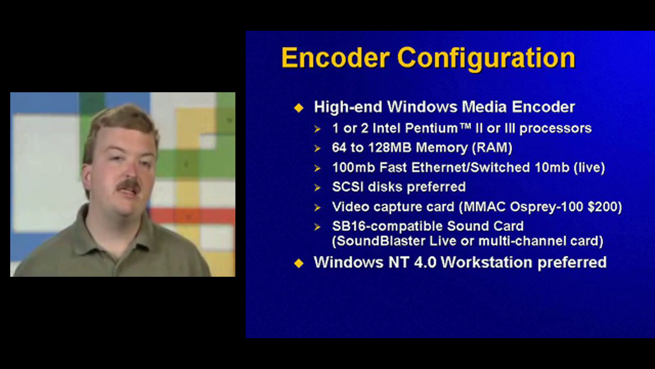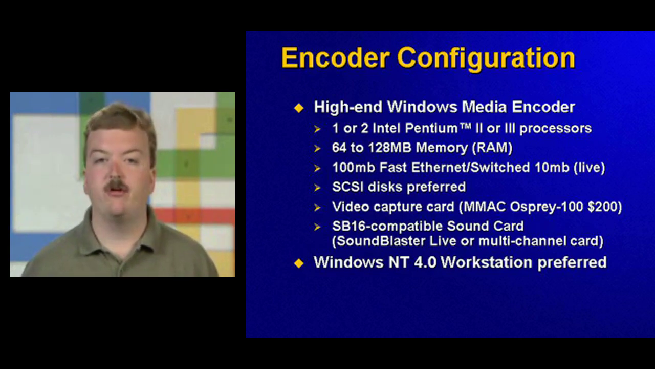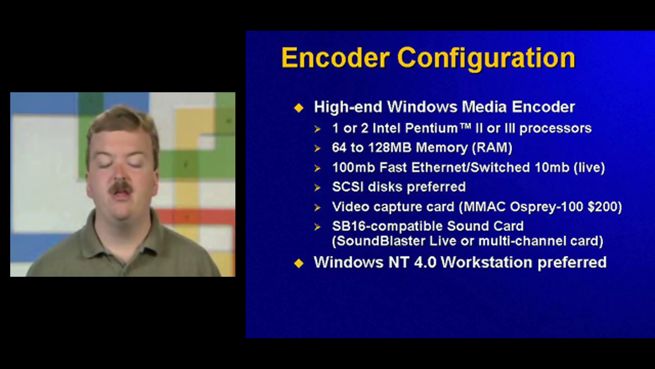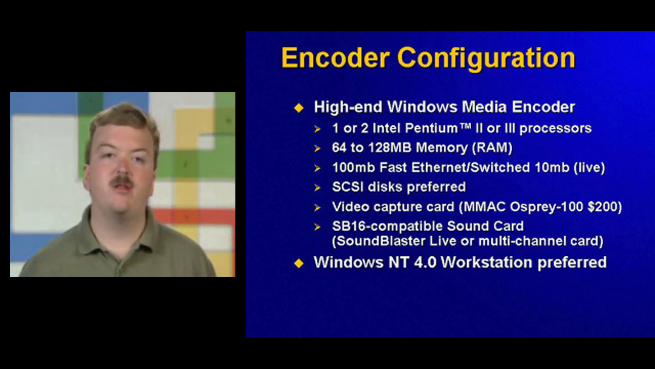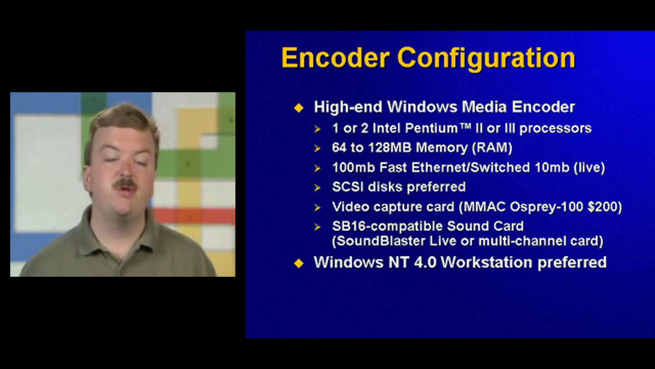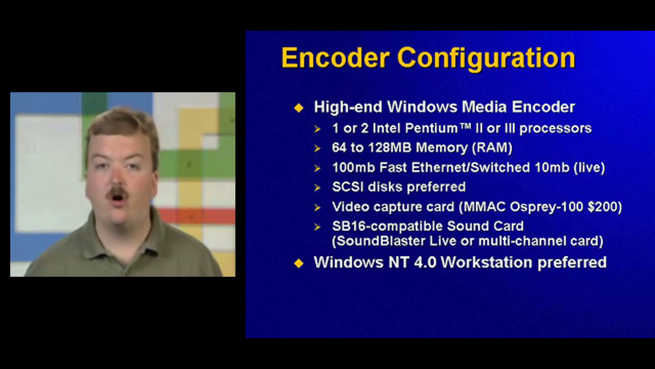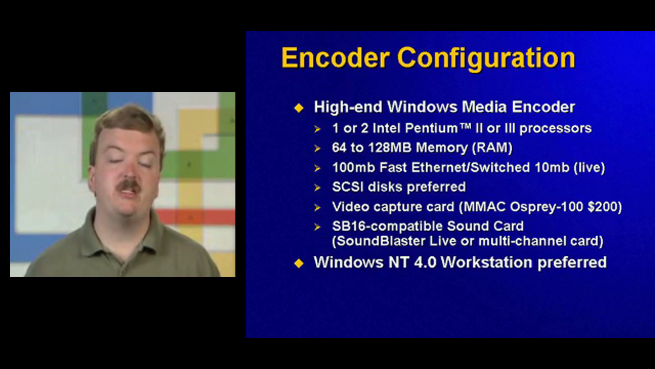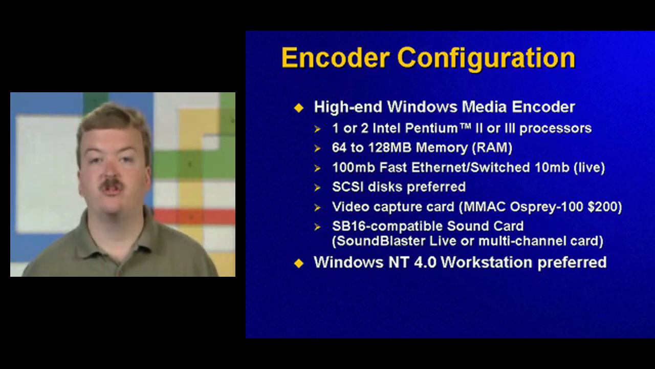Now, if you're sizing an encoder and you need to figure out how big a machine you need, well, keep in mind the encoder is probably the most CPU-intensive application in Windows Media. This is because in real time it's capturing data and compressing it with audio and video compression codecs and streaming it out. As you increase the amount of bandwidth you're using, that also requires additional processing power.